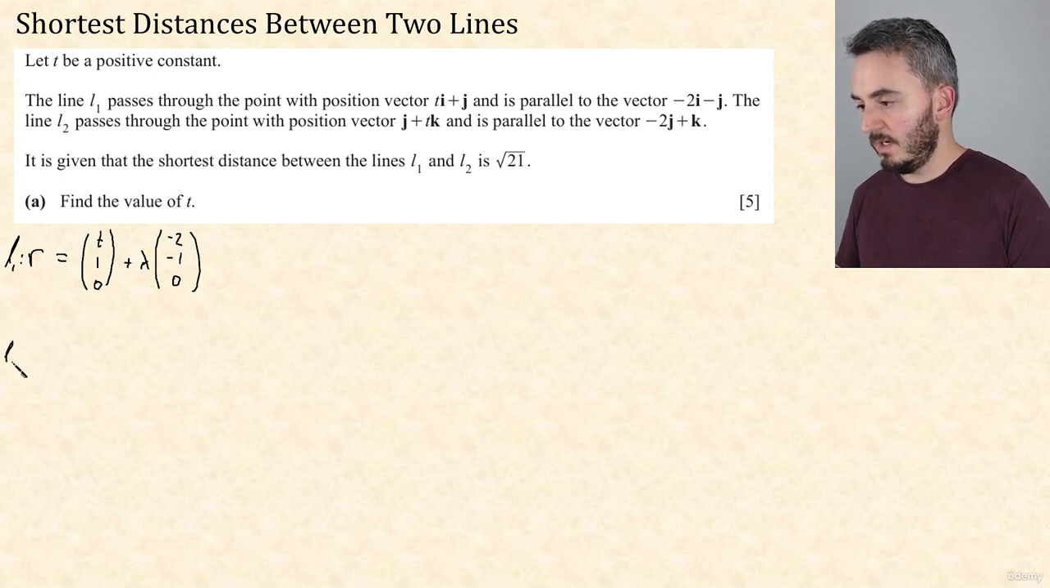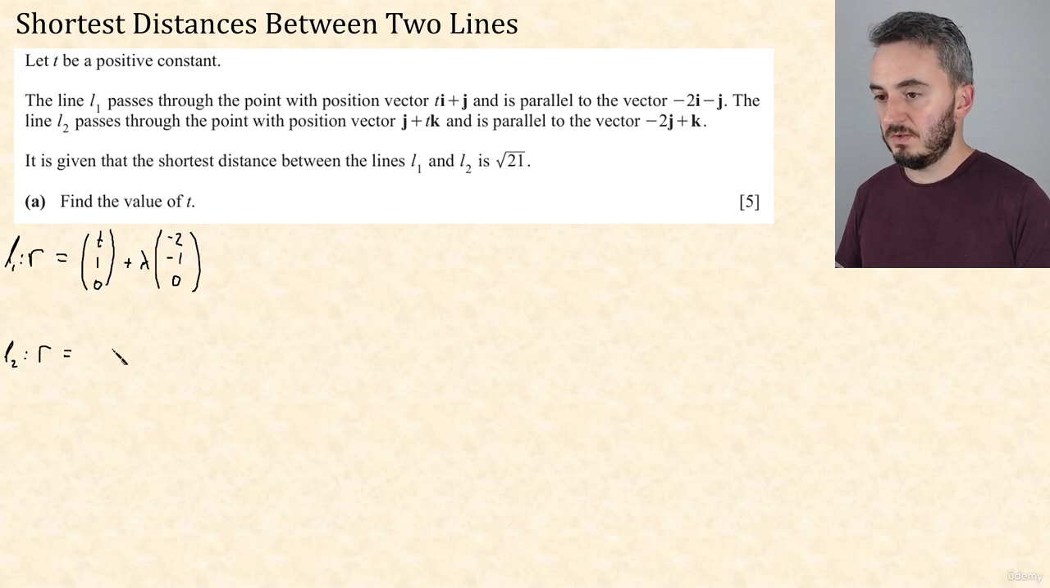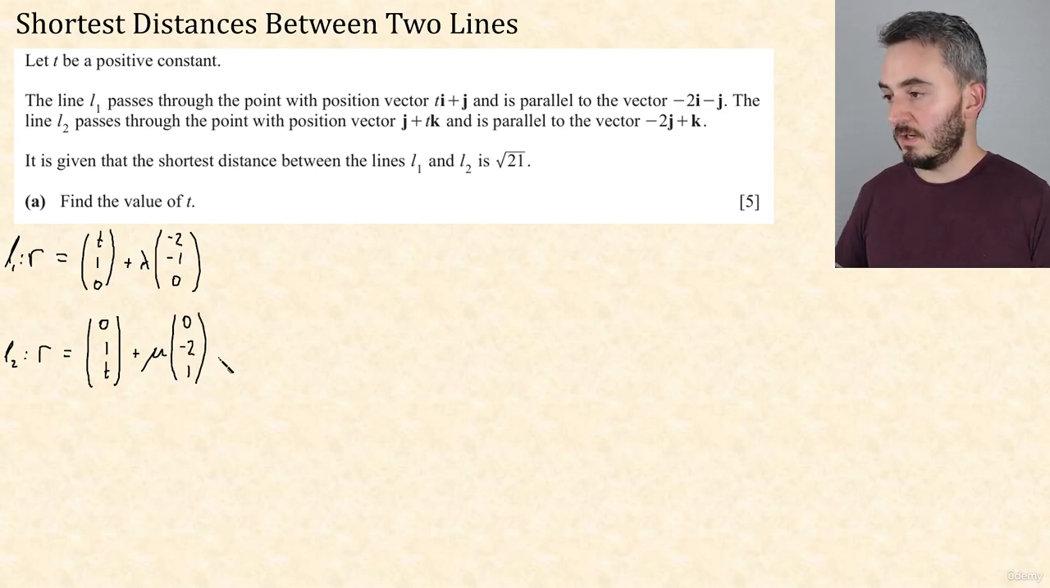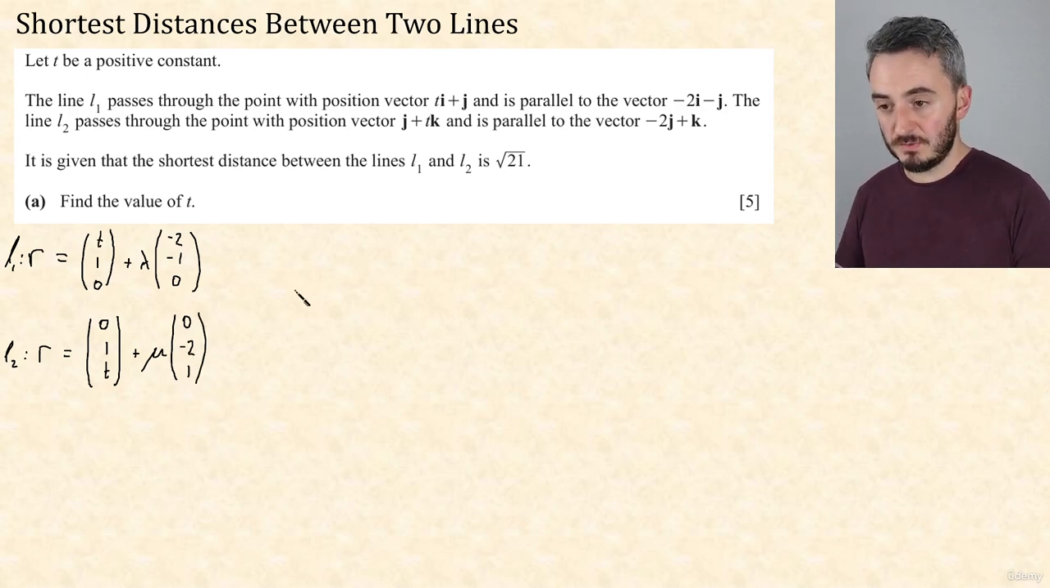And then our line L2 passes through the point j plus tk, so that's 0i, 1j, and tk, and it's parallel to, so mu times, here's the direction vector, 0i minus 2j plus k. Okay, now it's given the shortest distance between the lines is root 21.